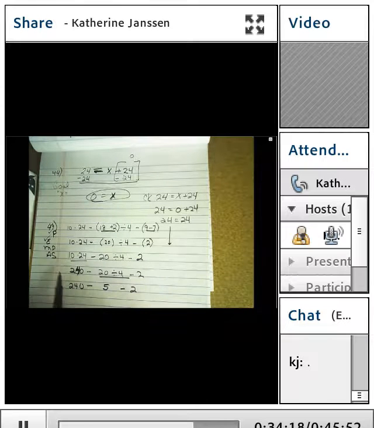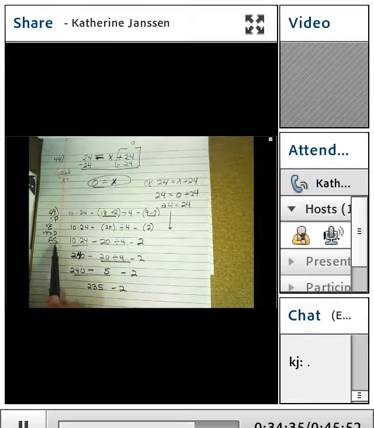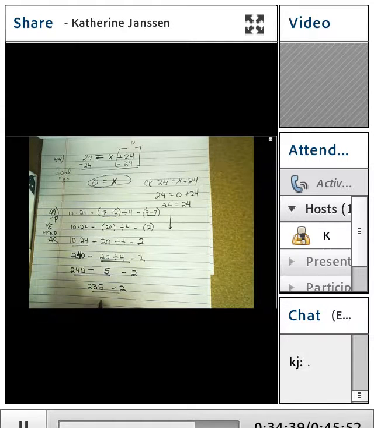Be sure to copy everything else down the same. There's no more multiplication or division. I can check that off, and I'll do addition and subtraction as I come upon it from left to right. So the first thing I do is 240 subtract 5 would be 235. Copy everything else down the same. And now I have subtraction from left to right. 235 subtract 2 would be 233.